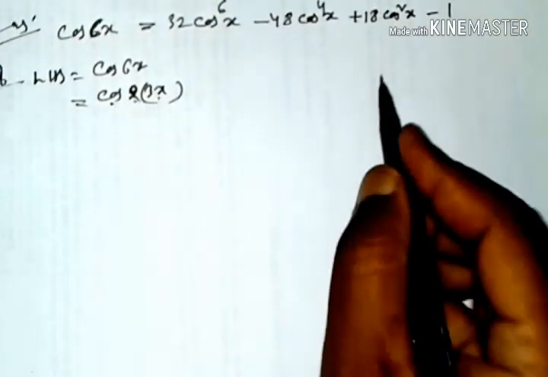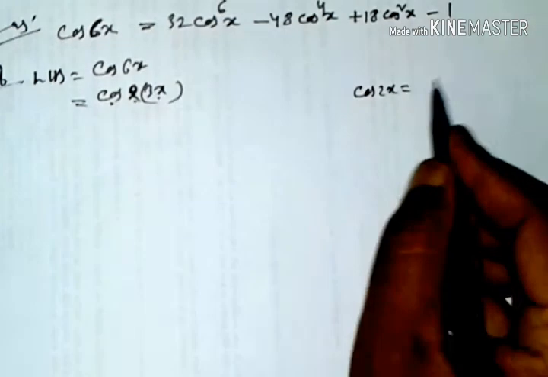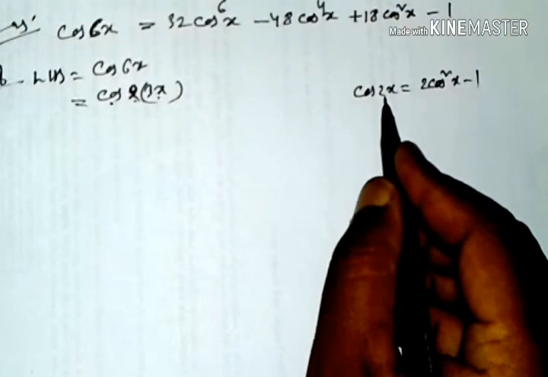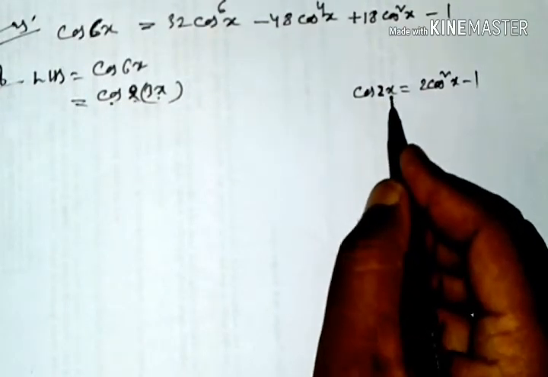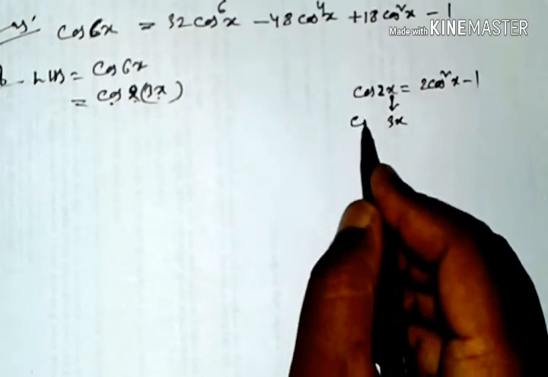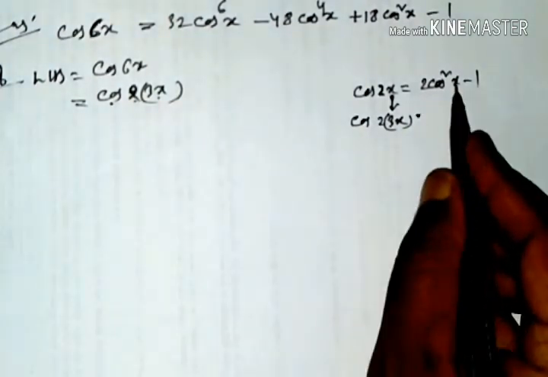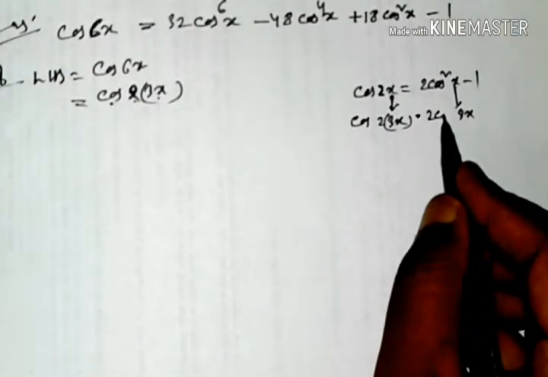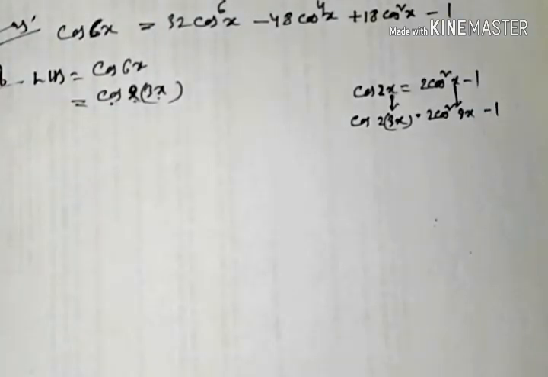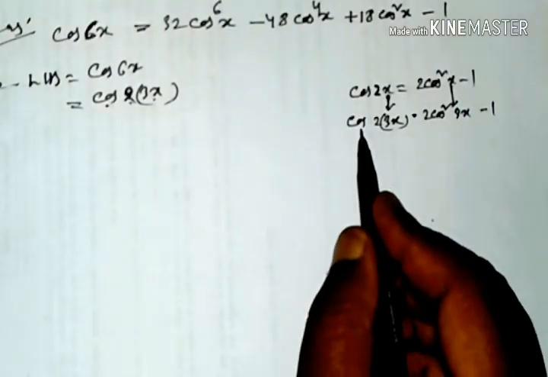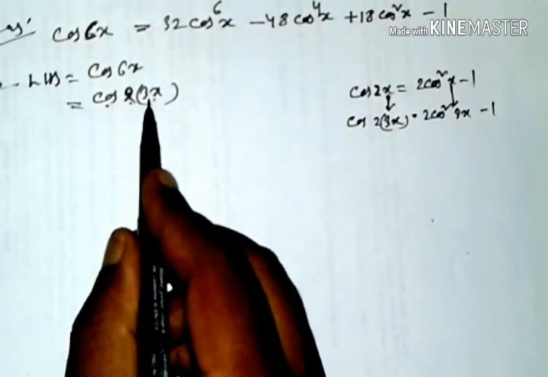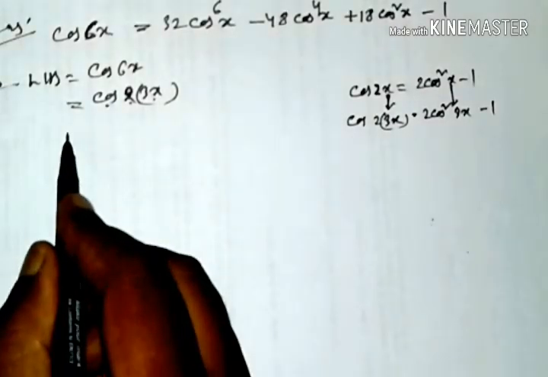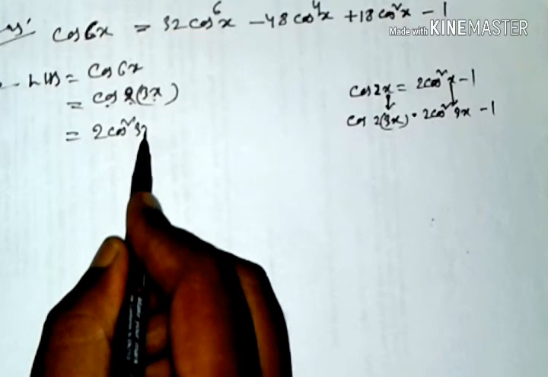We know cos 2x is equal to 2 cos square x minus 1. If x is converted to 3x, then cos 2 into 3x means 2 cos square 3x minus 1. That is 2 cos square 3x minus 1.